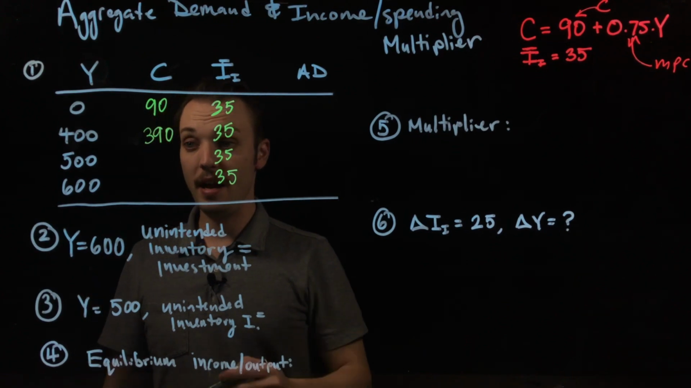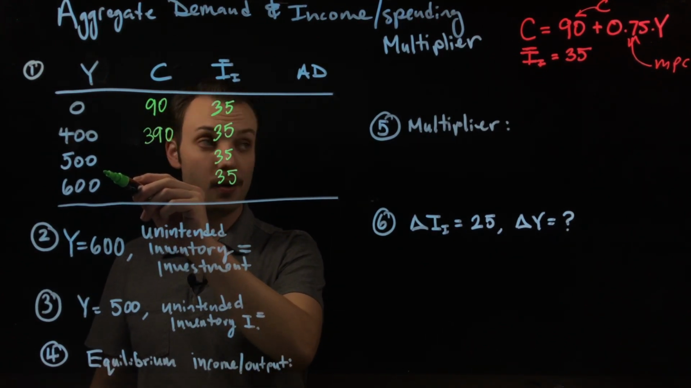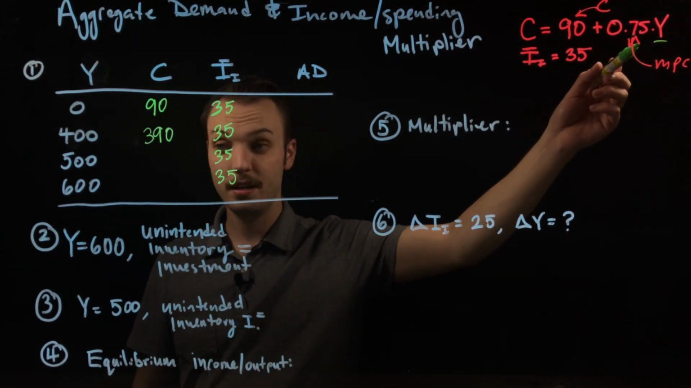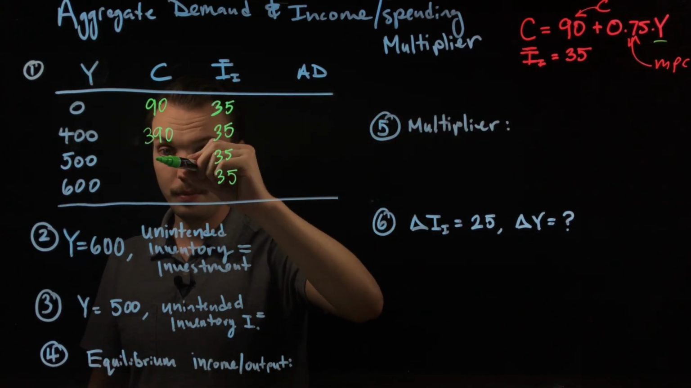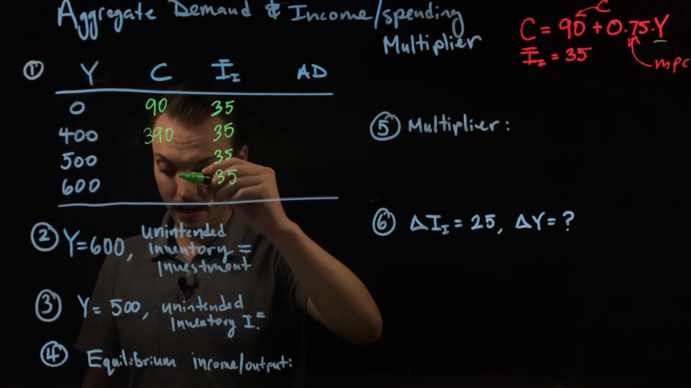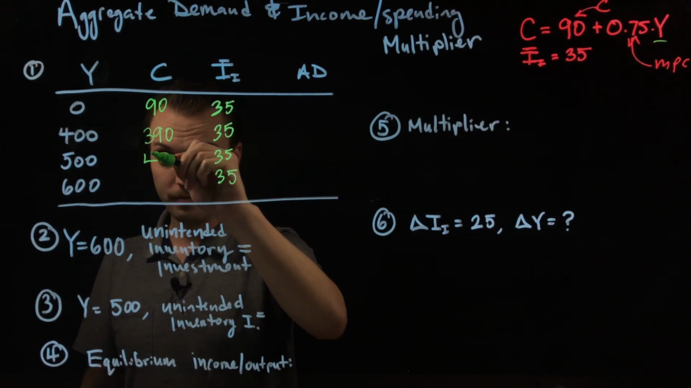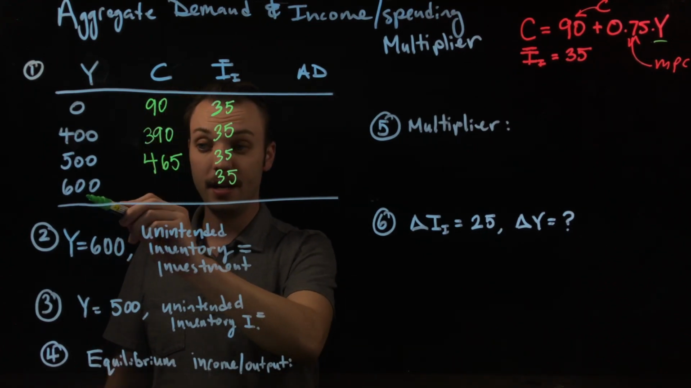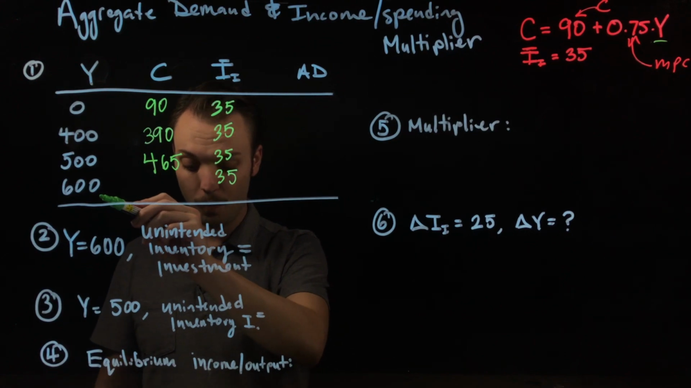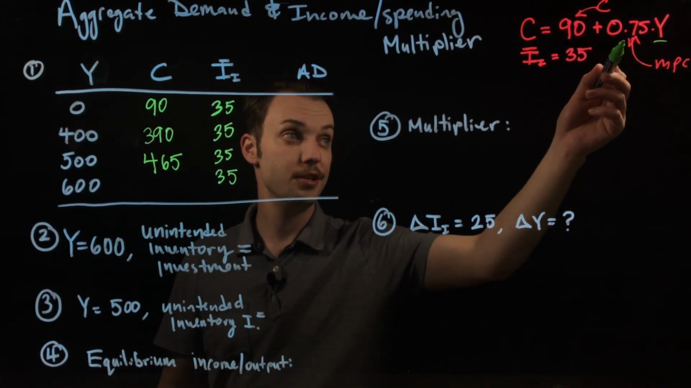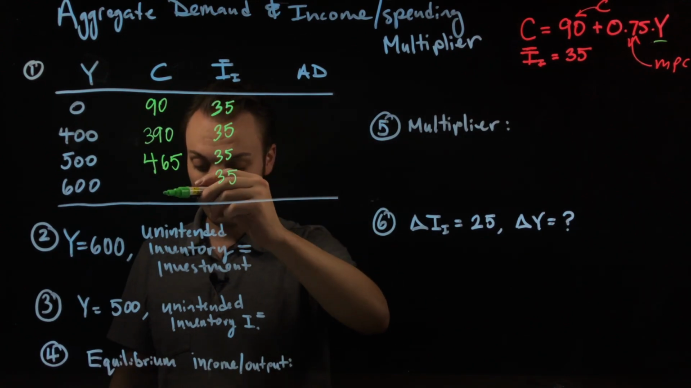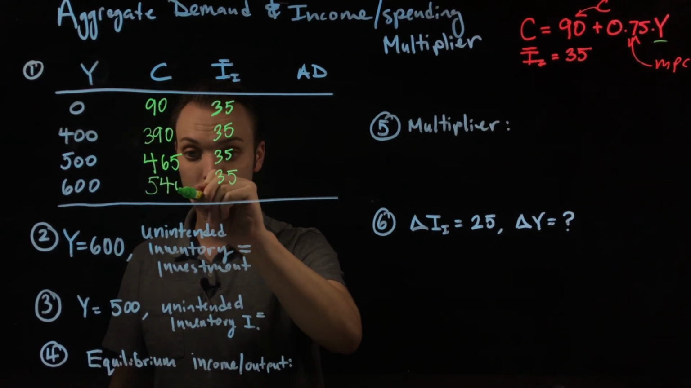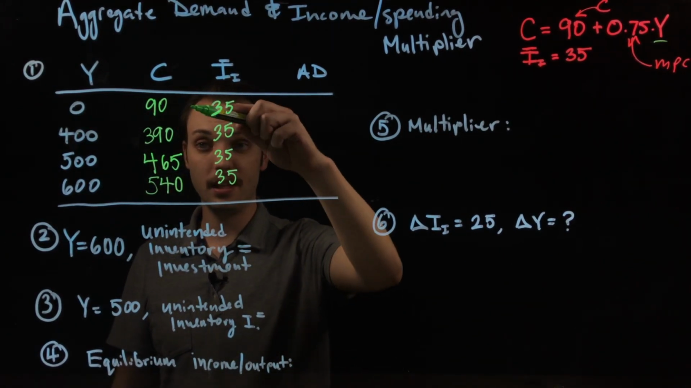If income were 500, we go ahead and plug 500 in for income. 0.75 times 500 is going to be 375, plus 90 will give us 465. Okay? And then lastly, if we have income of 600, then we plug 600 in for income. 0.75 times 600 will give us 450, plus 90 will give us 540. Okay, so there we have the level of consumption at each level of income.